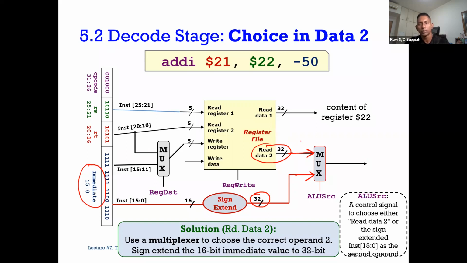So if this was an R-type instruction, the data from the register file will go through. If this was an I-type instruction, the data from the immediate value will go through.